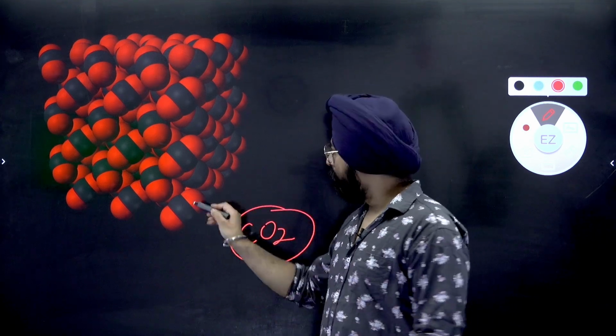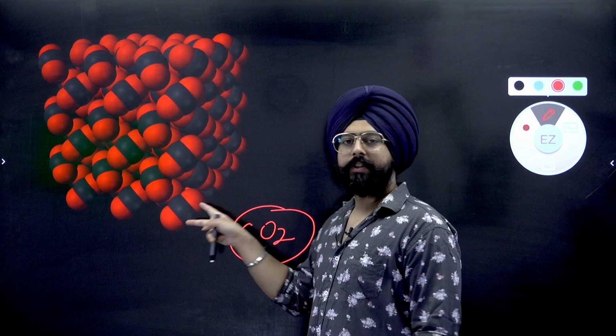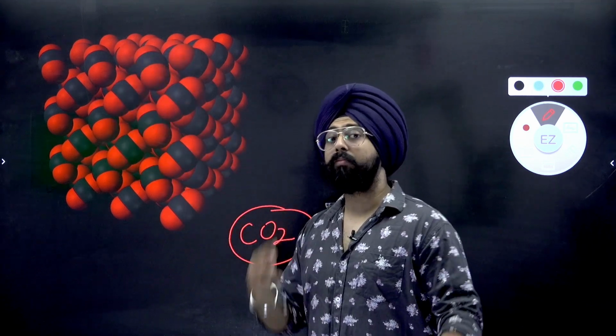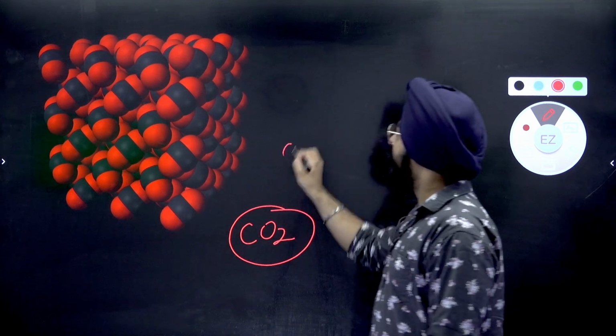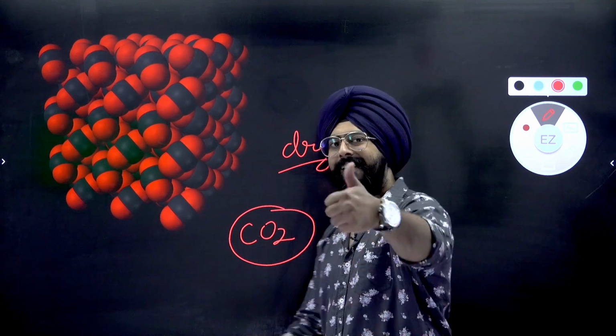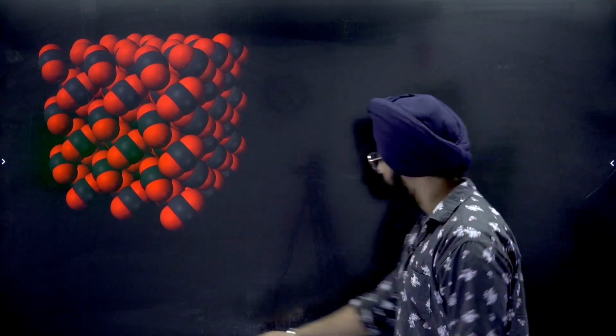Black ones are carbon, red ones are oxygen, lots of CO2s together. This is the example of a molecular solid, dry ice. Nice. This is also done.